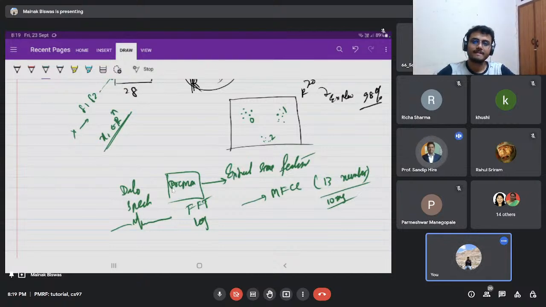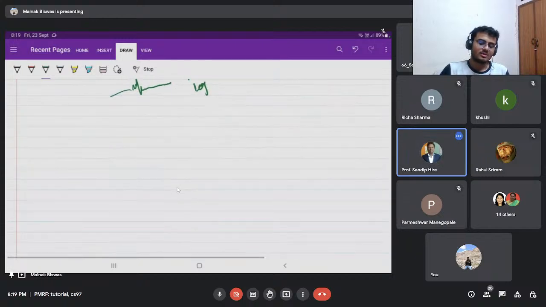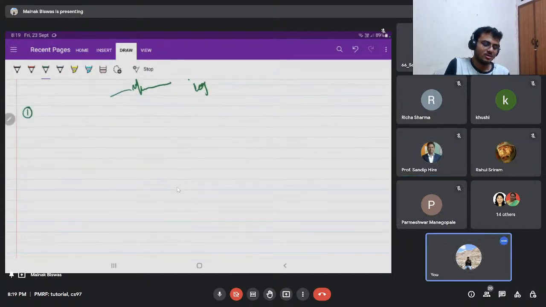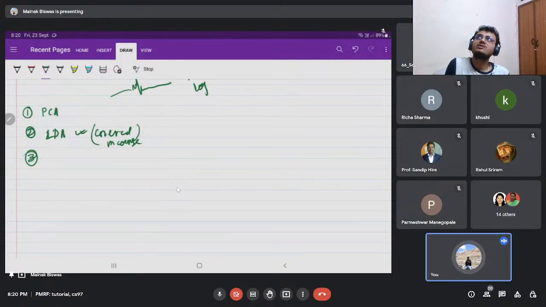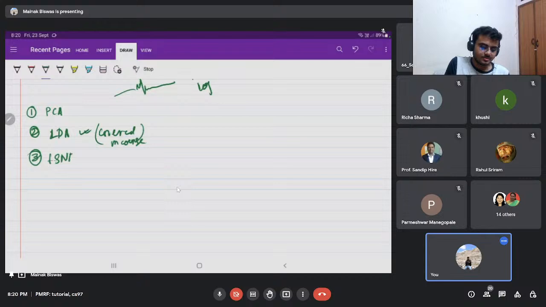Could you list out all the options available under dimensionality reduction? The few I know: PCA is one, two is your LDA. This was covered in the course, you can just go and look at it. Then there is t-SNE, t-distributed stochastic neighbor embedding. These are traditional methods.